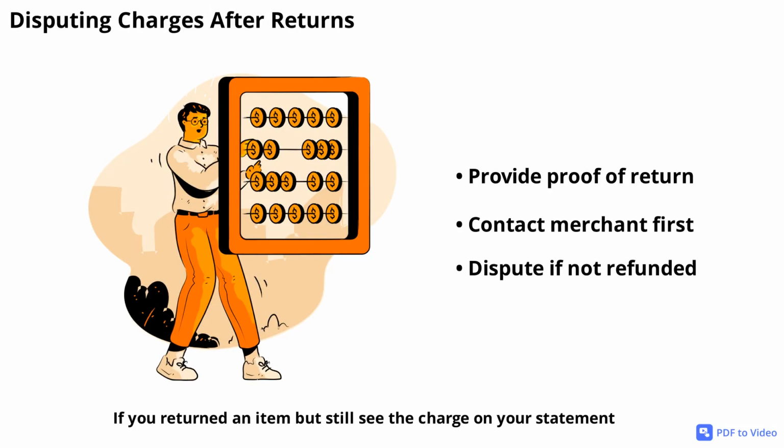If you returned an item but still see the charge on your statement, contact the merchant with proof of return. If the issue isn't resolved, file a dispute with your bank. Include your return receipt and any correspondence with the merchant. The bank will review your evidence and may remove the charge if your claim is valid.